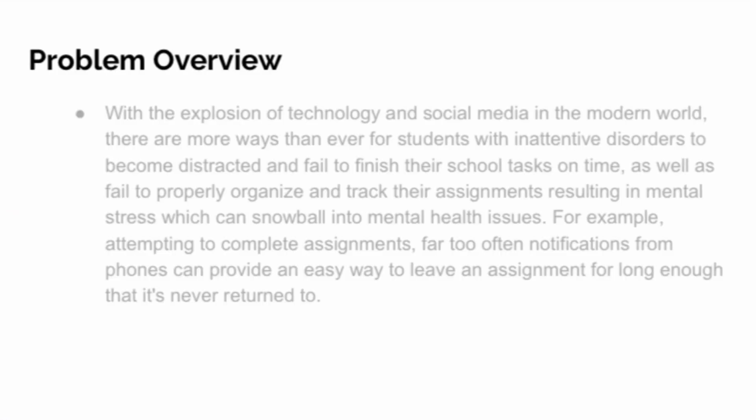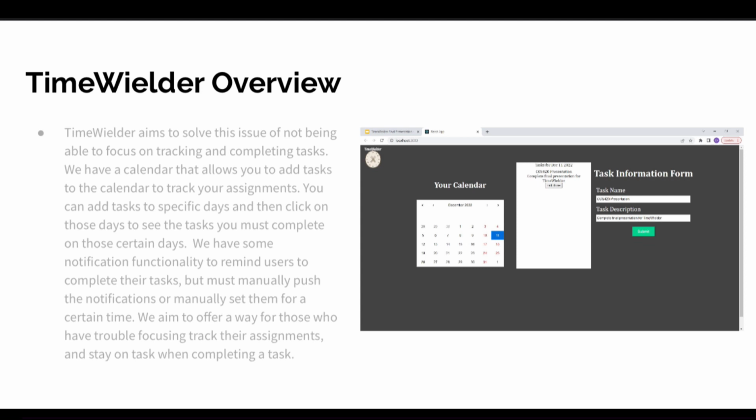An overview of the problem. Our major problem we are trying to solve is a task management application for people with inattentive disorders. In modern society, there's a lot of distractions, especially with our phones, notifications, and social media. Very easy to get distracted, very easy to get off task, and very easy to fall behind. So, what we are trying to do with our application is make a way to counter that and create a way for people who have issues managing time to manage it effectively and then remind them to stay on task.